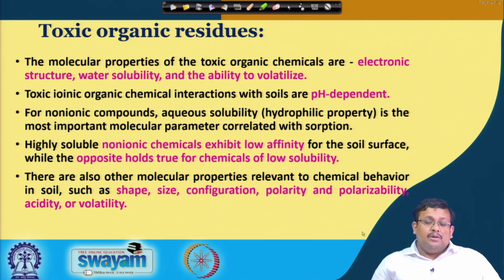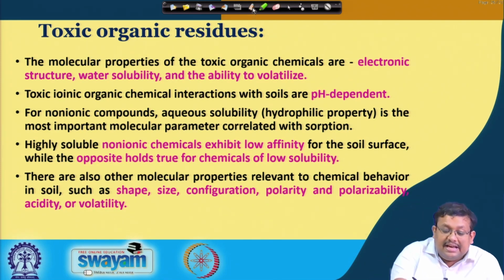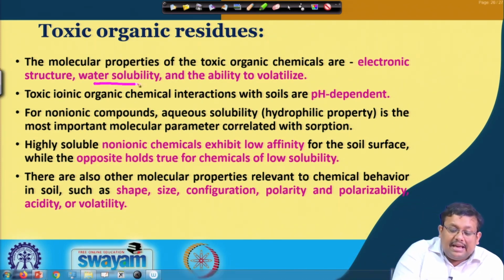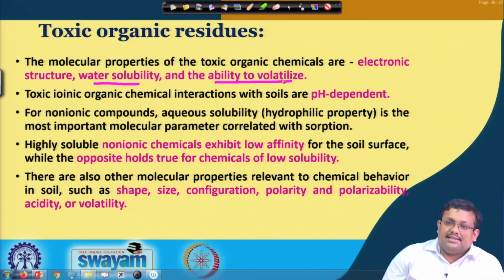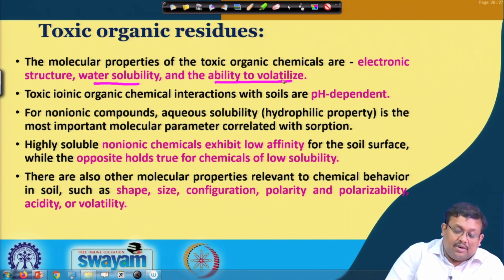Now, we are going to start the toxic organic residues. The molecular properties of the toxic organic chemicals are basically electronic structure, their water solubility and the ability to volatilize. These are the three major important molecular properties of the toxic organic chemicals. One is electronic structure, then water solubility, and third is the ability to volatilize.